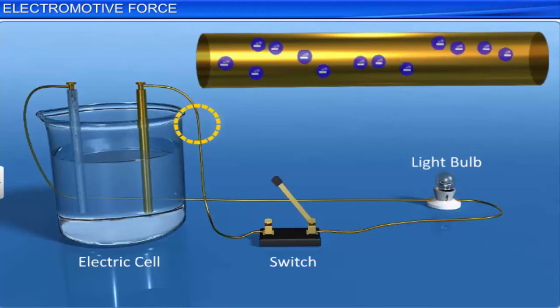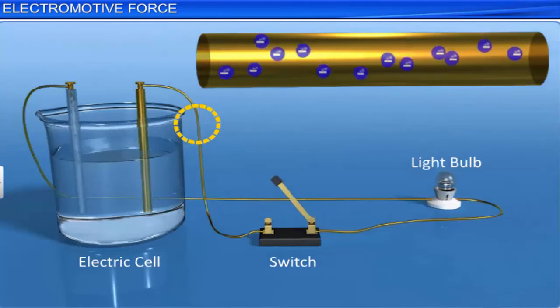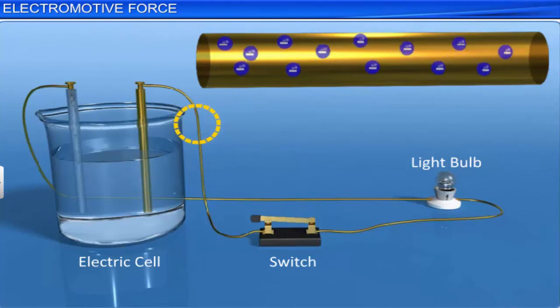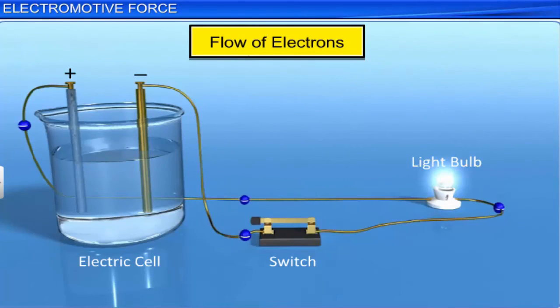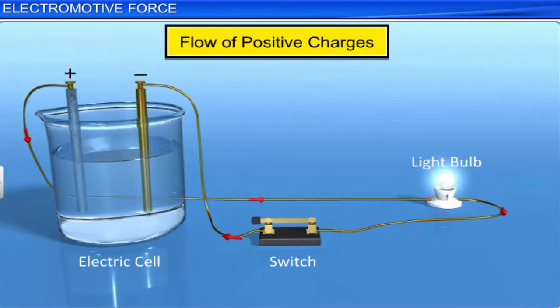The free electrons in a conductor not connected to an electric cell move in random directions. Now, when the switch is turned on, even though the motion of the electrons remains random, on the whole, they move in a specific direction. They move from the negative terminal of the cell to its positive terminal through the external circuit. As electrons are negatively charged, their flow is equivalent to the flow of positive charges from the positive terminal of the cell to its negative terminal through the external circuit, which we call an electric current.